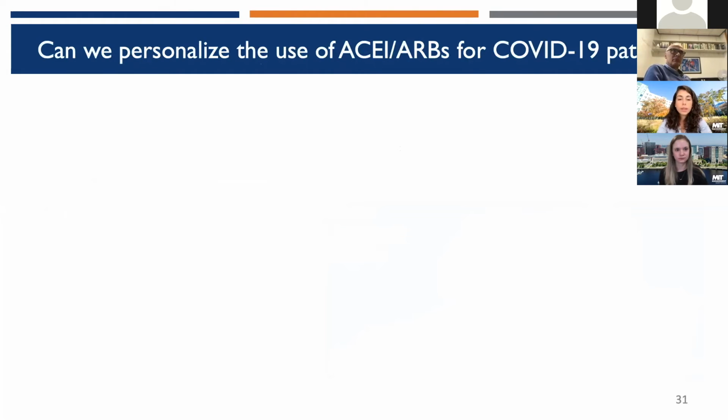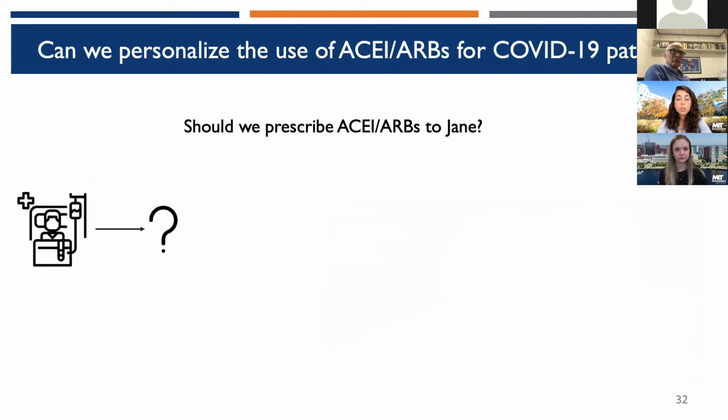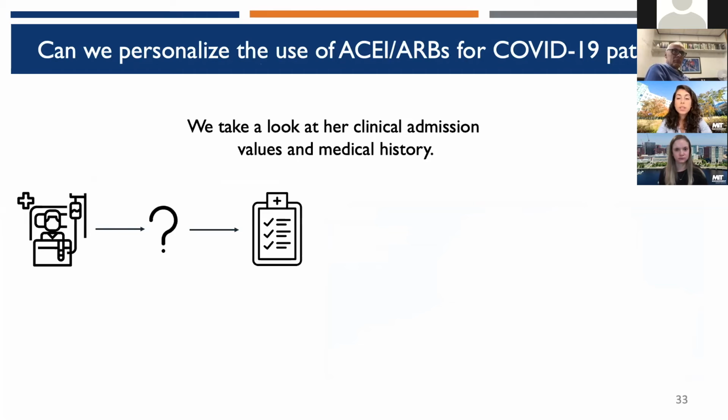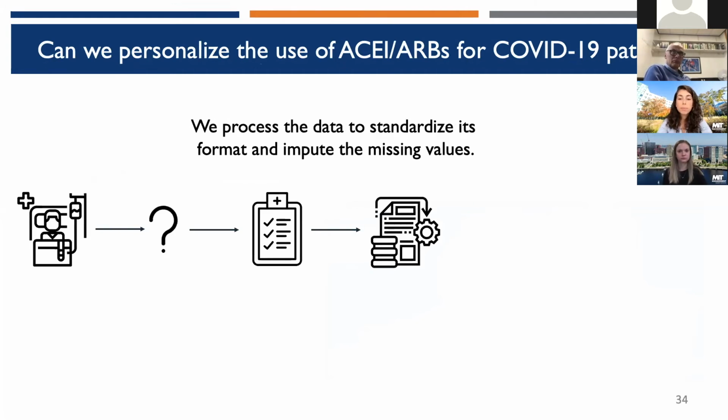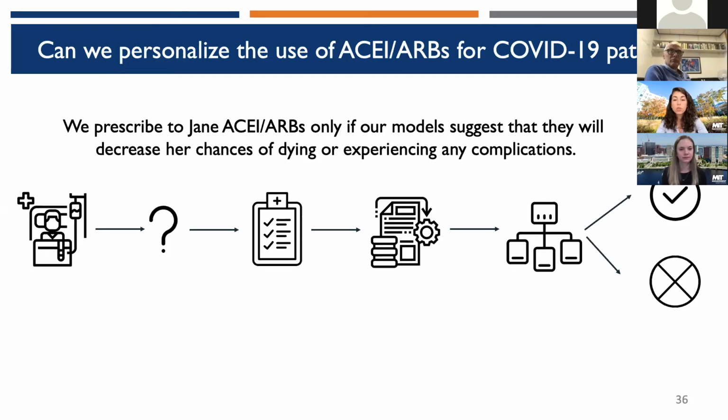So how do we do that? Suppose that Jane is admitted at the hospital with COVID-19, and the question is, should we prescribe ACE inhibitors or ARBs to Jane? We take a look at her clinical admission values and medical history, and as Holly described, we can process the data to standardize its format and impute the missing values. We can use multiple machine learning models to estimate what would happen to Jane under both scenarios. And we prescribe to Jane the ACE inhibitors or ARBs only if our model suggests that they will decrease her chances of dying or experiencing any complications.